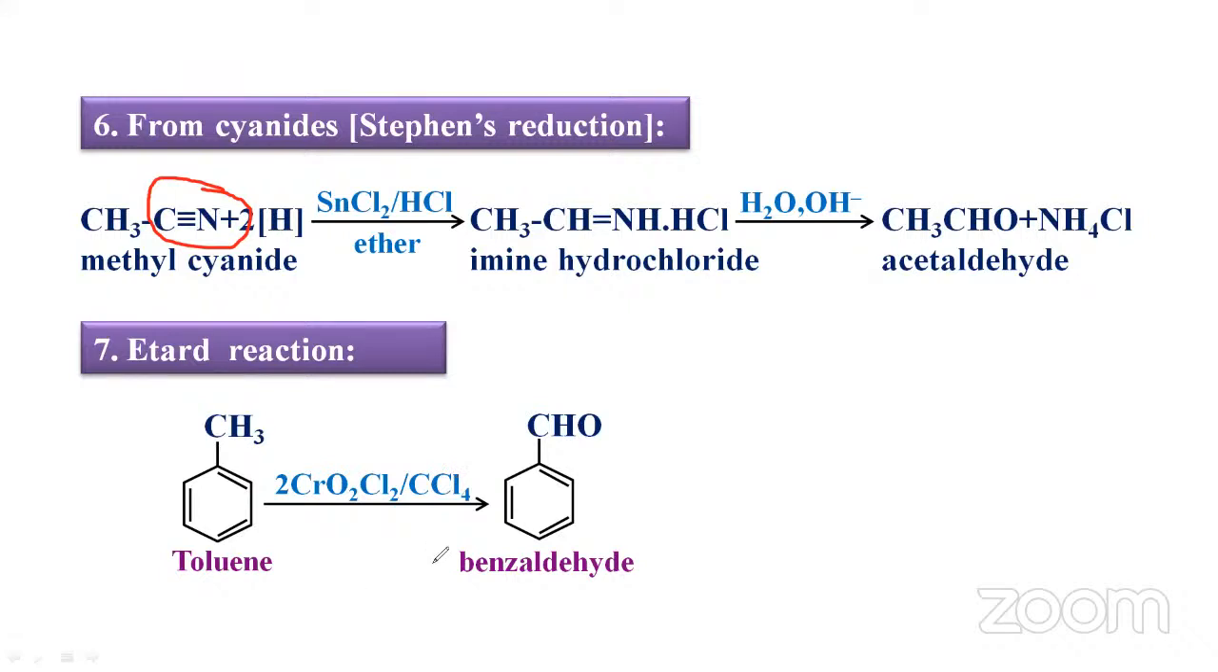This chromyl chloride is a good oxidizing agent. What it does is oxidize the methyl group to a chromium complex. The intermediate is a chromium complex, which on further hydrolysis gives you benzaldehyde. So in the Etard reaction, chromyl chloride oxidizes your methyl group into benzaldehyde. This is the Etard reaction.